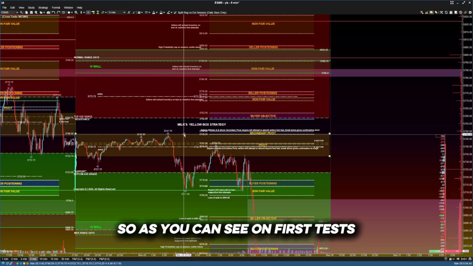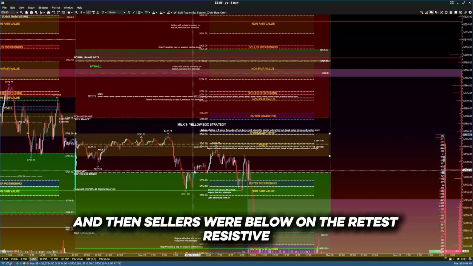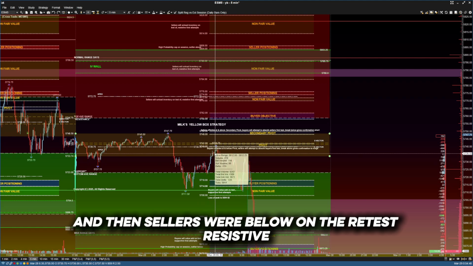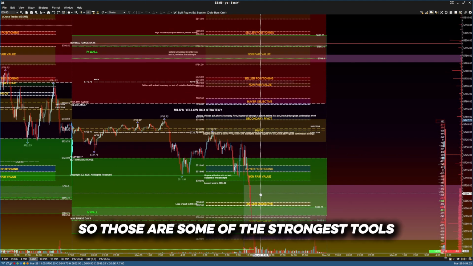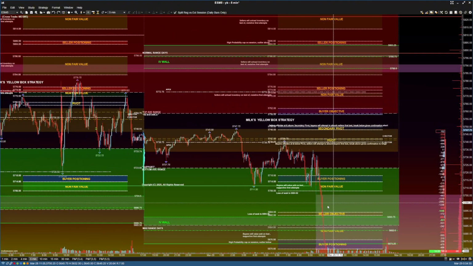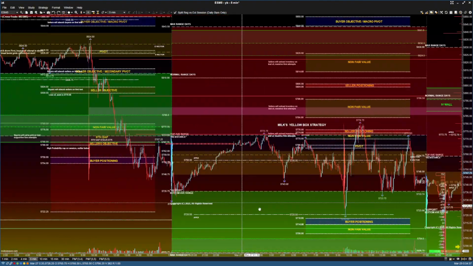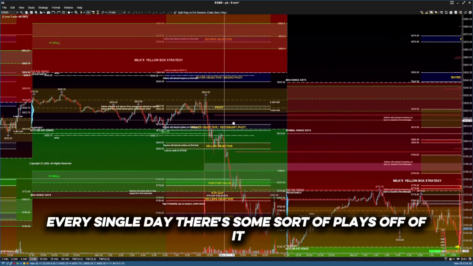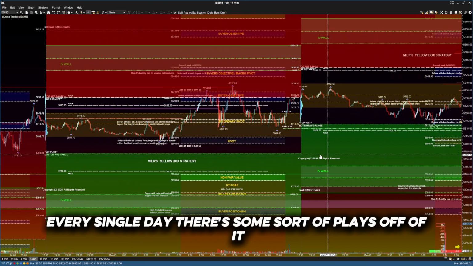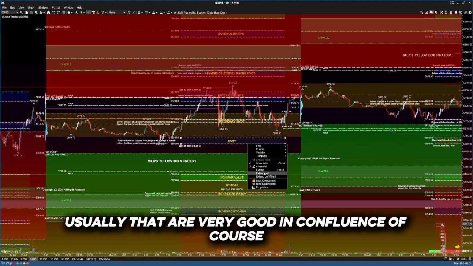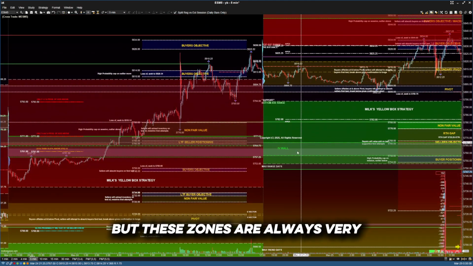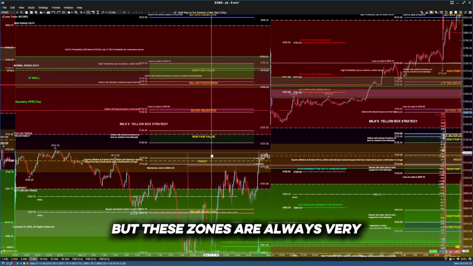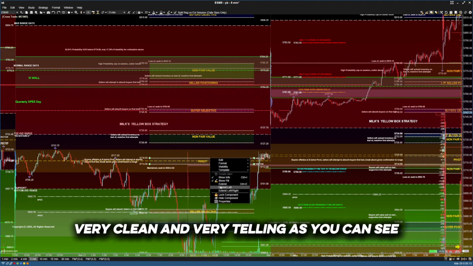So as you can see, on first tests, resistive, and then sellers were below on the retest, resistive, sellers in control. So those are some of the strongest tools every single day. Every single day, there's usually some sort of plays off of it that are very good. In confluence, of course, but these zones are always very, very clean and very telling, as you can see.